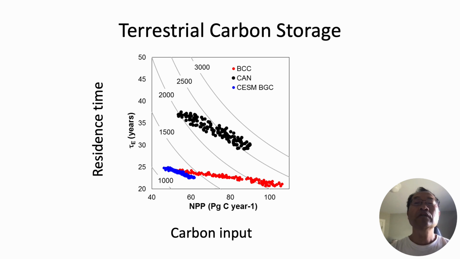The uppermost contour represents the carbon storage of 3,000 gigaton. The lowest value is 1,000 gigaton. There are output of three models. The Canadian model generates the highest carbon storage because of its highest residence time. In comparison, CESM-BGC has the lowest carbon storage because of its low carbon input and residence time.